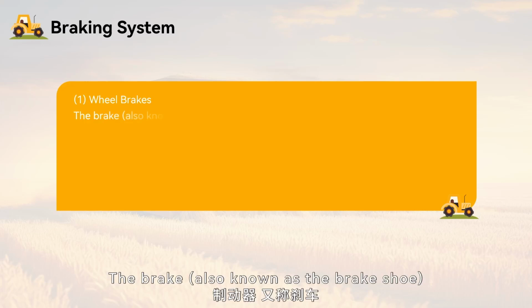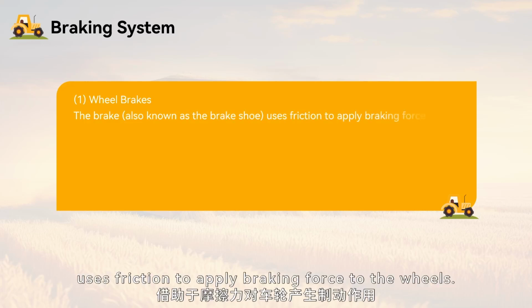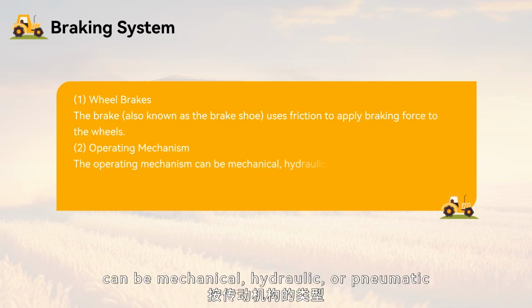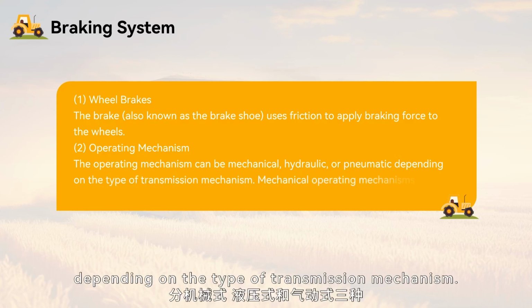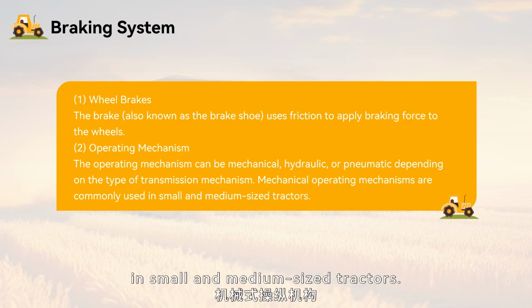The brake, also known as the brake shoe, uses friction to apply braking force to the wheels. The operating mechanism can be mechanical, hydraulic, or pneumatic depending on the type of transmission mechanism. Mechanical operating mechanisms are commonly used in small and medium-sized tractors.